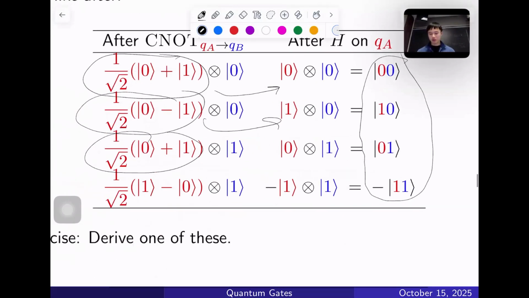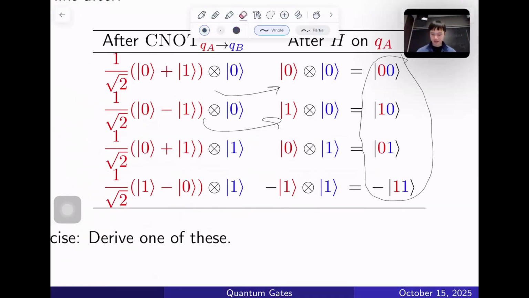Maybe the only nuanced one is why the last one has a minus sign. That's just because, if you remember, this state with a Hadamard goes to the one state, but this actually has a minus sign, right? So we just pull that out. Okay.